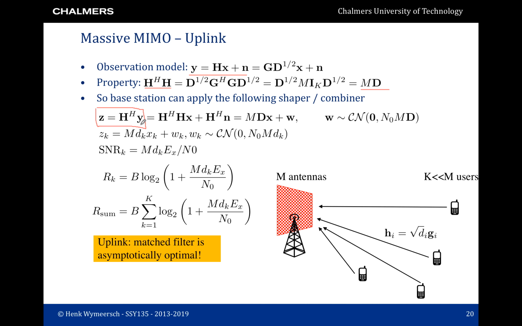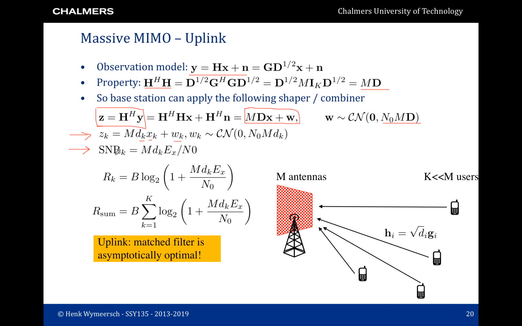H Hermitian times y is a small vector z of length K by 1, and turns out to be equal to the following expression, M times D times x plus w. The w has known statistics, independent across users. D is a diagonal matrix. So this allows us to write a user per user observation model, z_k, given by M times the path loss of the kth user, the signal sent by the kth user, and noise. The noise is independent user by user, this is important.